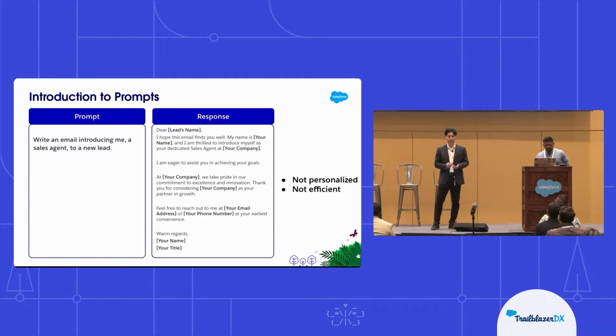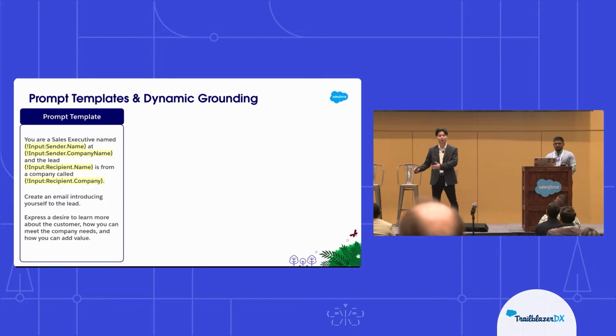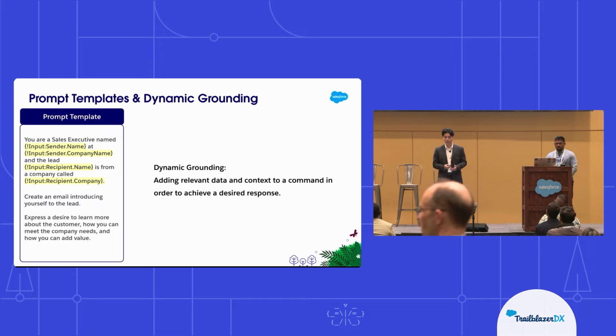Taking this, we introduced the concept of prompt templates, which allow prompts to be easily reused and grounded with the relevant data so that these responses can be more relevant and personalized. As you see here on screen, highlighted in yellow, we're inserting merge fields into our prompt templates that reference CRM data, and at runtime, they'll get resolved and filled in with the data they're referencing, depending on the customer or data record you're writing to. We call this process dynamic grounding.